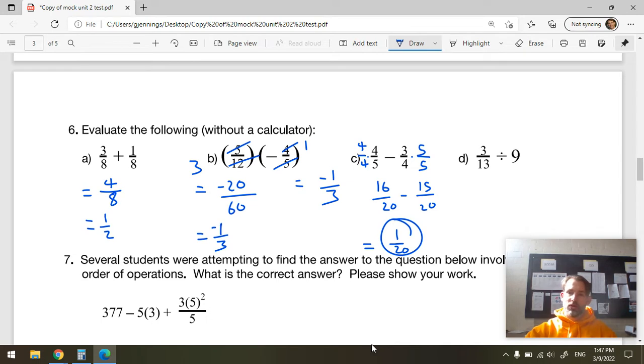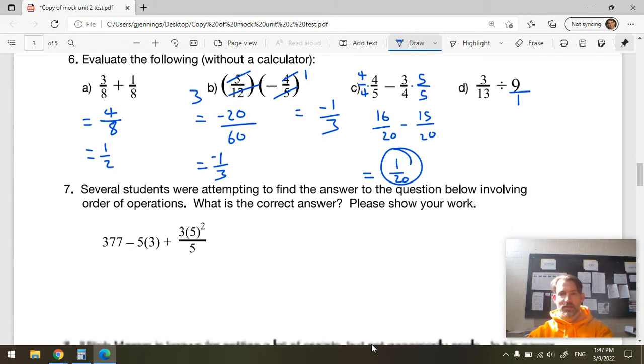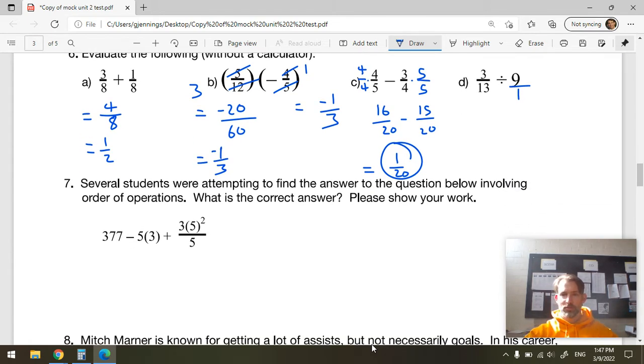Carrying on, 3 over 13 divided by 9. Well, it helps if we write 9 as 9 over 1, because now it's a fraction, and now I can do this as a multiplication question. So let's make a multiplication. This is 3 over 13 times 1 over 9. Multiplying by 1/9 is the same thing as dividing by 9. Flip the fraction and multiply.